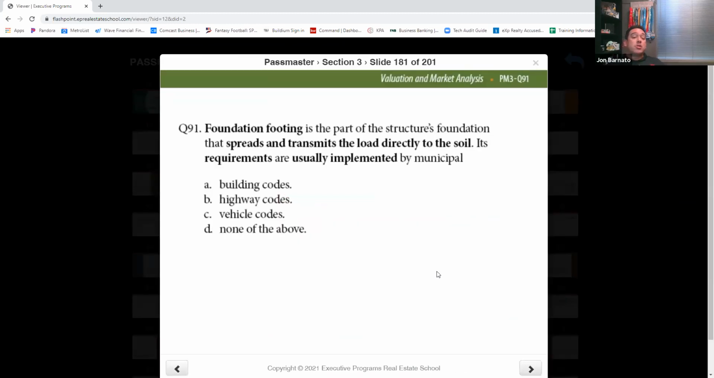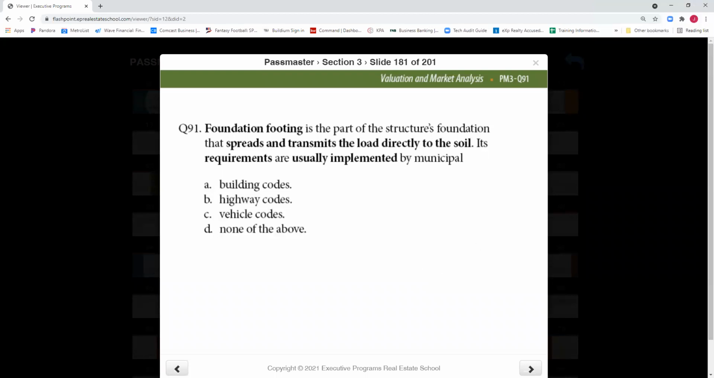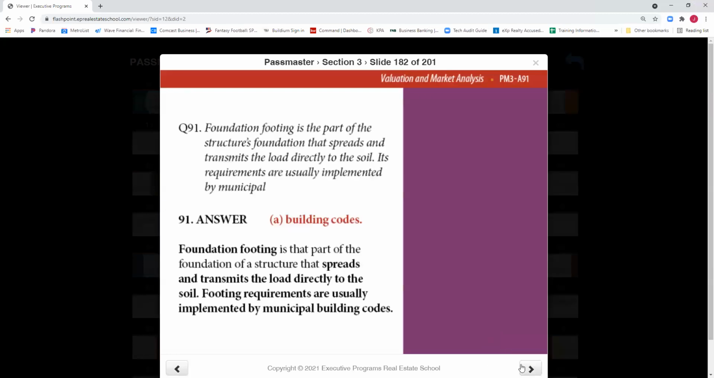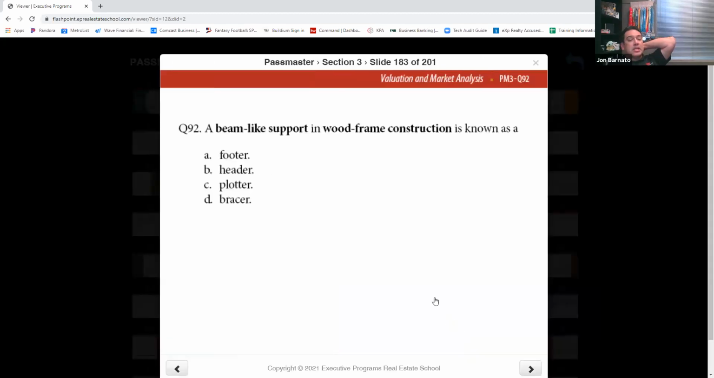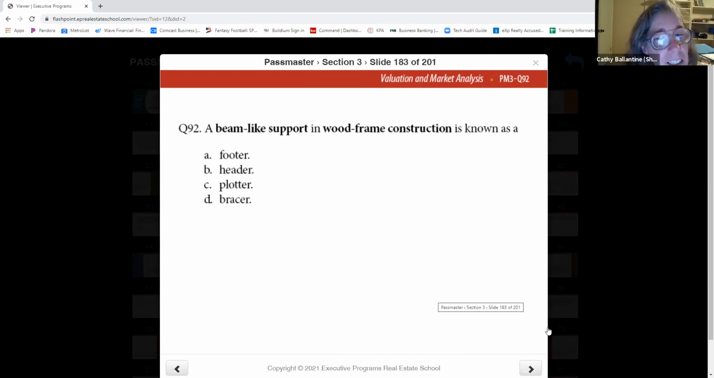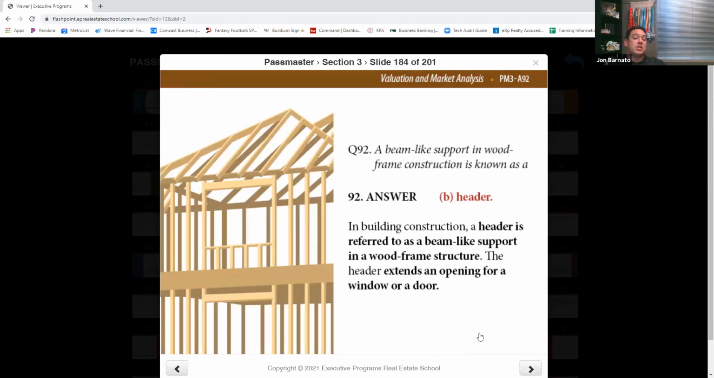Foundation footing is part of a structure's foundation that spreads and transmits the load directly to the soil, which we just talked about. Its requirements are usually implemented by municipal building codes. Building code. Thank you. A beam-like support in wood frame construction is known as a B. Yes, thank you, Andrew. He knows his construction. A header. Right? Header.